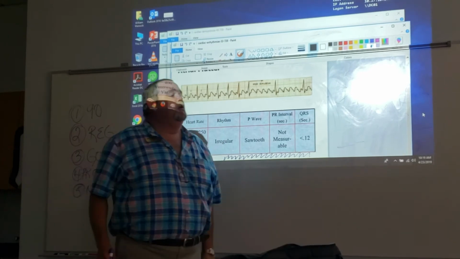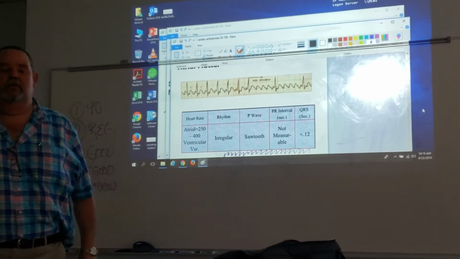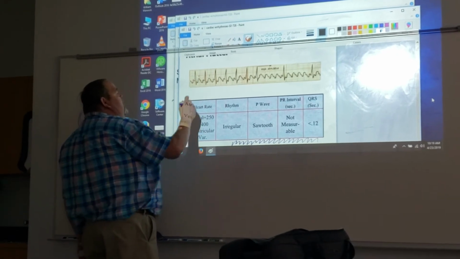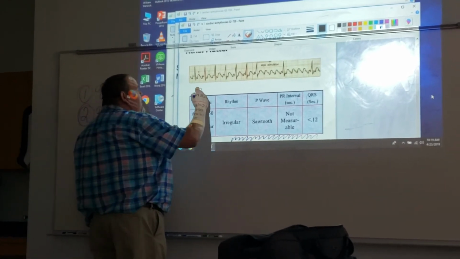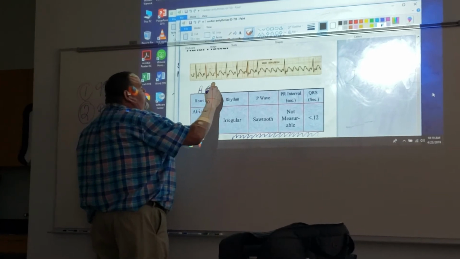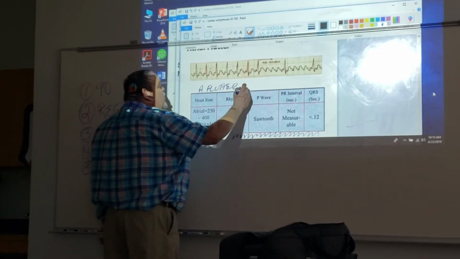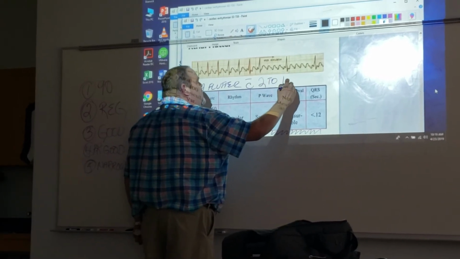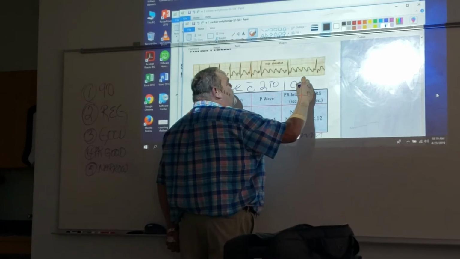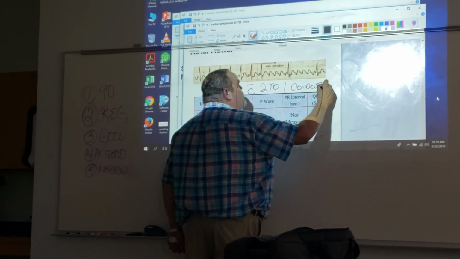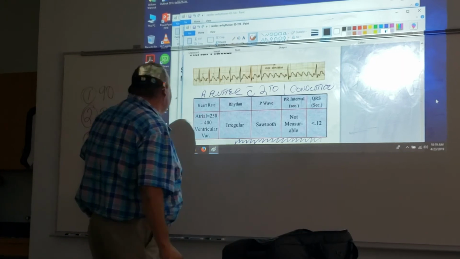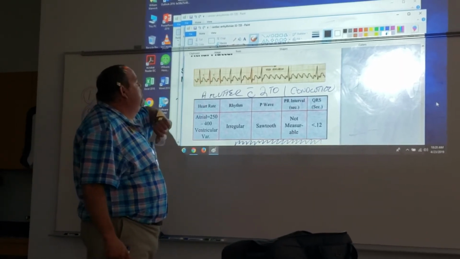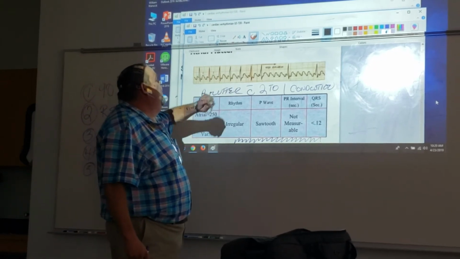Now, what you have to remember is you have to write this as flutter with 2 to 1 conduction. And what that means is for every 2 P waves, you have a QRS. Every 2 P waves, you have a QRS.